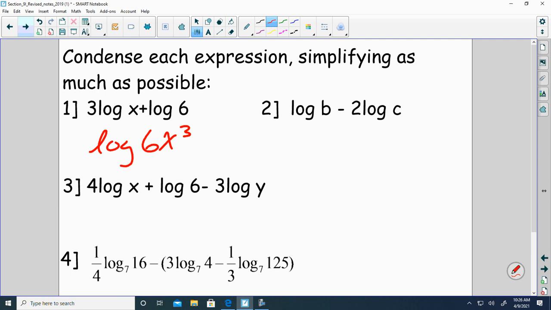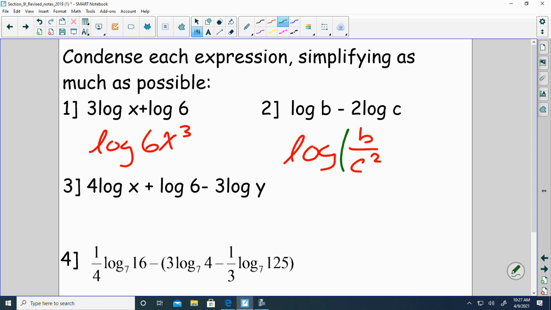Second problem, I have a 2 in front of log c. That means that c is going to be raised to the second power. I have a subtraction sign in front of 2 log c. So that means that c to the second will be a denominator. So this is going to give me log b over c squared. I'm totally fine with that answer.